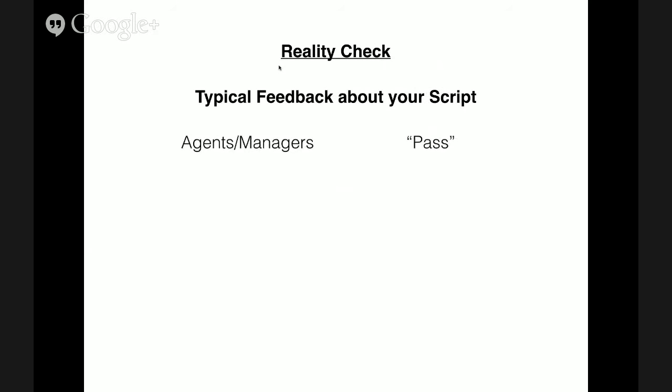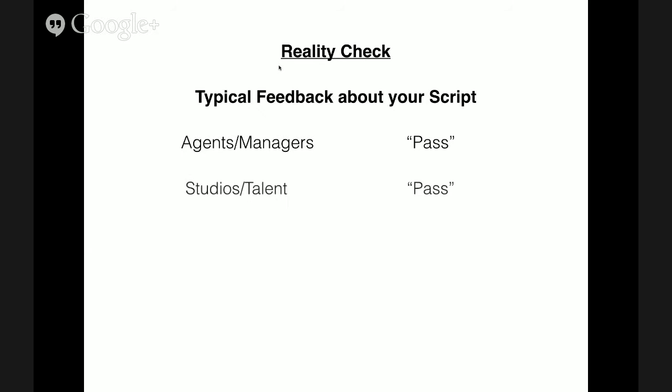Okay, reality check, and then we're going to move into our content. The reality check is this: when you have a script and you submit it, unless your script is gangbusters, in which case that's awesome, you rock, the typical feedback you're going to get from agents and managers is just pass. They're not going to sit down with you and tell you why they're not going to buy your script, or give you six figures against seven figures and so on. They're just going to say, sorry, we passed, and move on to the next one.